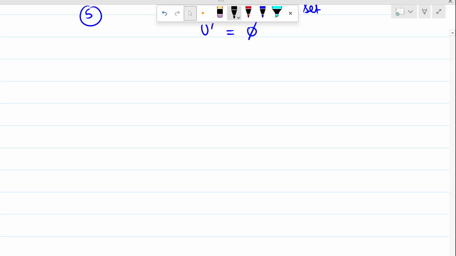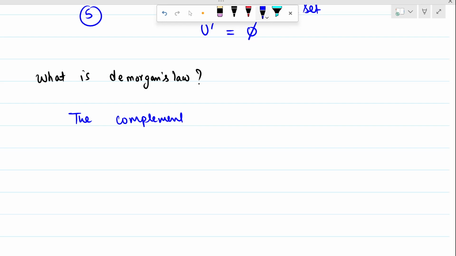Next we have, what is De Morgan's law. The complement of the union of two sets is the intersection of their complements.